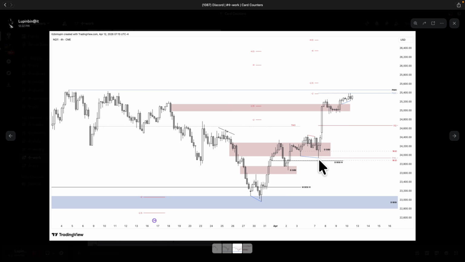And then we have a standard deviation. So from this candle's low all the way up to this candle's high, projecting for a -2, -2.5, which is in alignment with the previous monthly high.